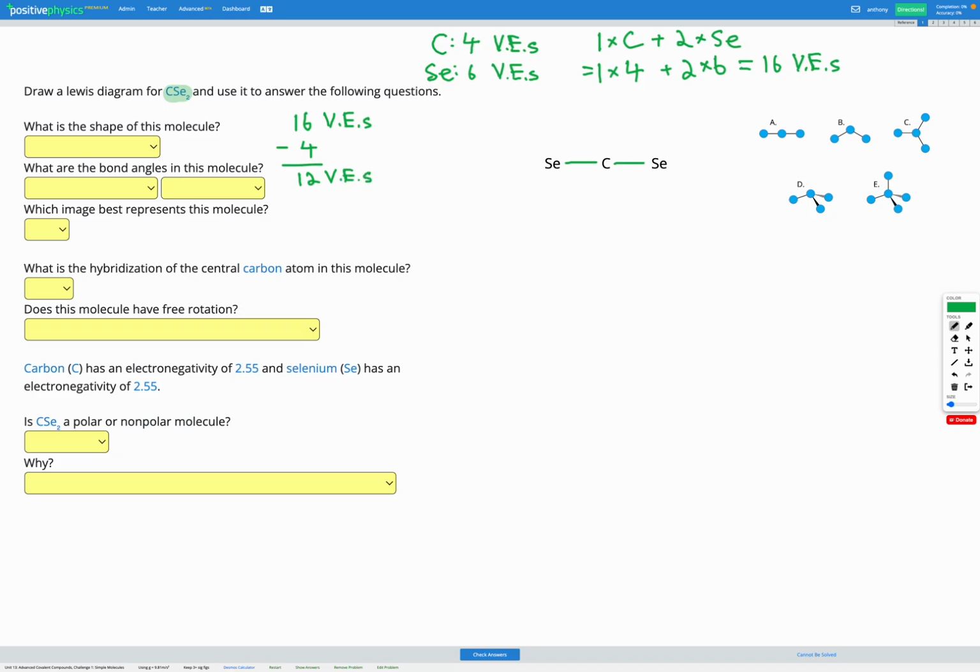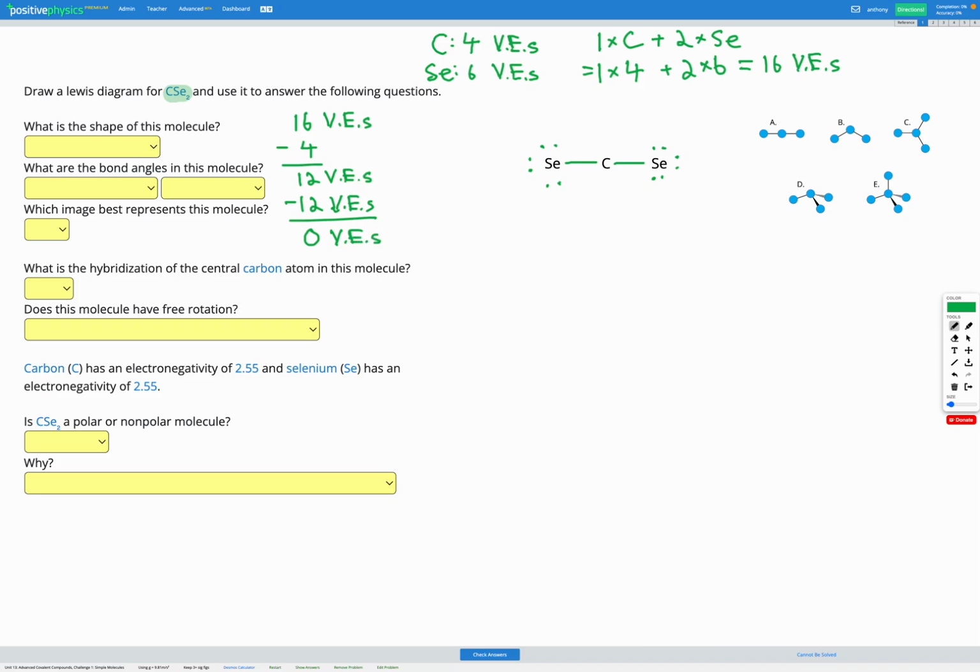Next step is to add electrons on my outer atoms. I've got 12 valence electrons to add. So I'm going to add 6 valence electrons on each of my outer atoms. Now that's 6 electrons twice, which is 12 in total. I've used up 12 electrons there on my diagram. I have 0 valence electrons left to add, so I now have all my electrons on the diagram.